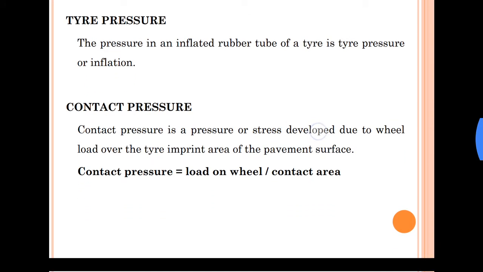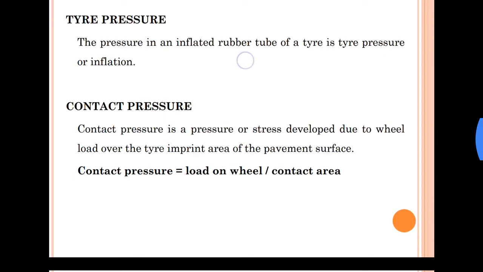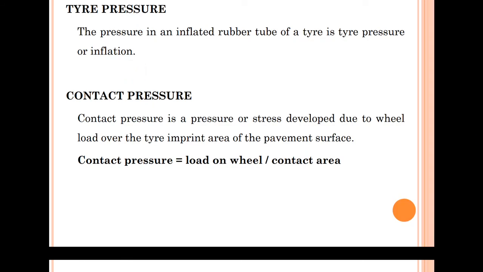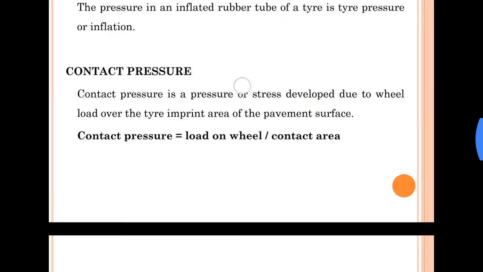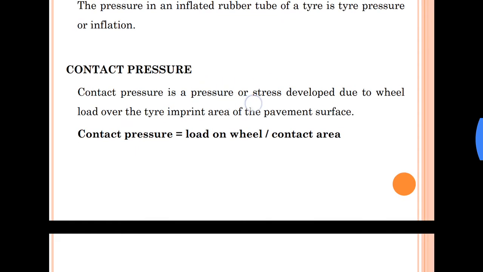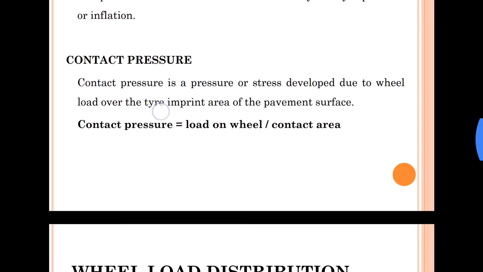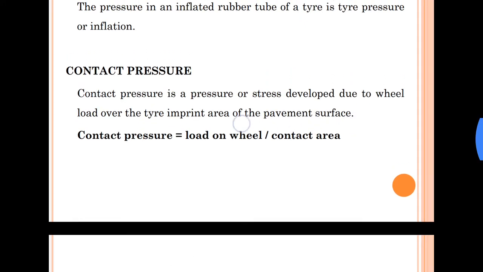Then we need to understand what is tire pressure. Most of us already know what tire pressure is. It is the air pressure inside the tire. The pressure in an inflated rubber tube of a tire is the tire pressure or inflation pressure. Then there is contact pressure. Contact pressure is a pressure or stress developed due to wheel load over the tire imprint area of the pavement surface.